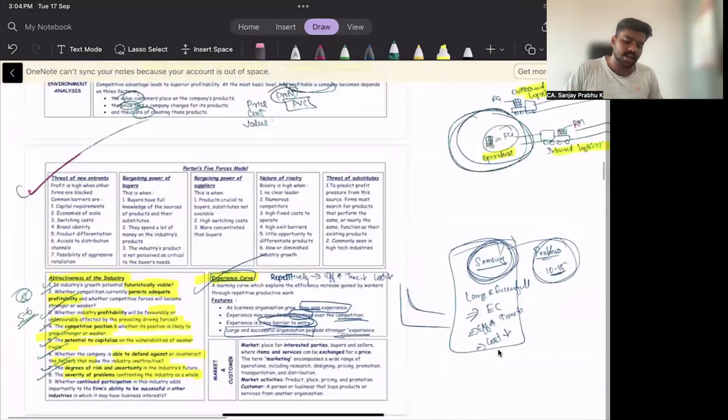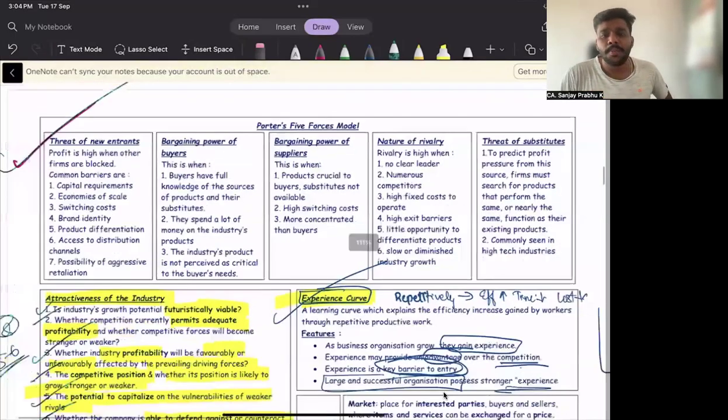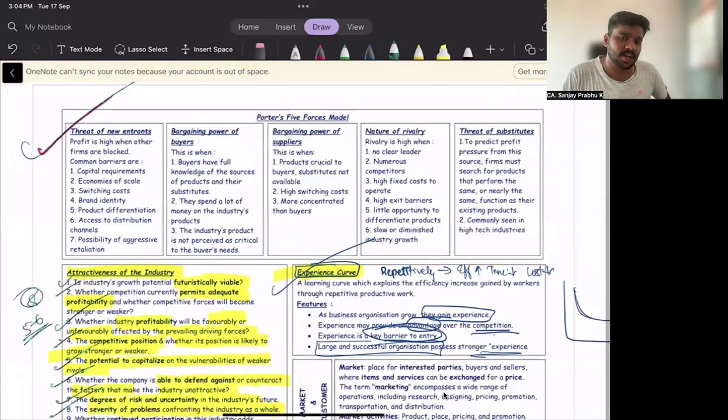Now we have to complete Michael Porter's 5 forces model. What is Michael Porter's? Michael Porter, we all know, is the father of SM, right? In the entire SM syllabus, we have to learn a lot of theories of Michael Porter. Even value chain analysis is one of the theories of Michael Porter. Value creation, Michael Porter's 5 forces, Michael Porter's generic strategy, which we have already covered in chapter number 3. So Michael Porter's 5 forces model.